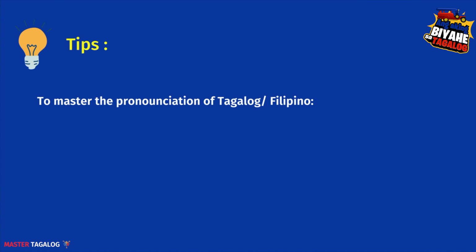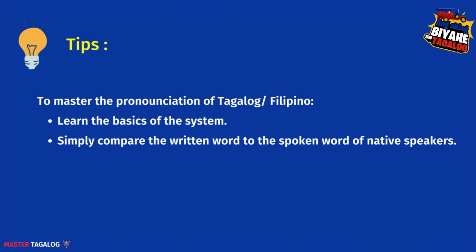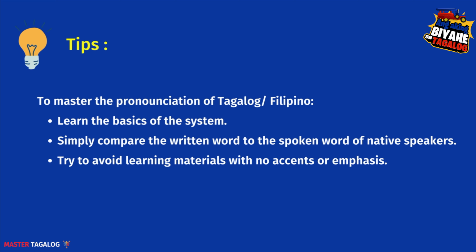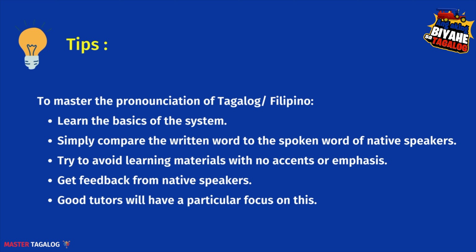To help you going forward, here are 5 simple tips for improving your pronunciation. 1. Learn the basics of the system. 2. Simply compare the written word to the spoken word of native speakers. 3. Try to avoid learning materials with no accents or emphasis. 4. Get feedback from native speakers. And 5. Good tutors will have a particular focus on this. Follow these steps and your pronunciation will become a natural feature of your speaking.